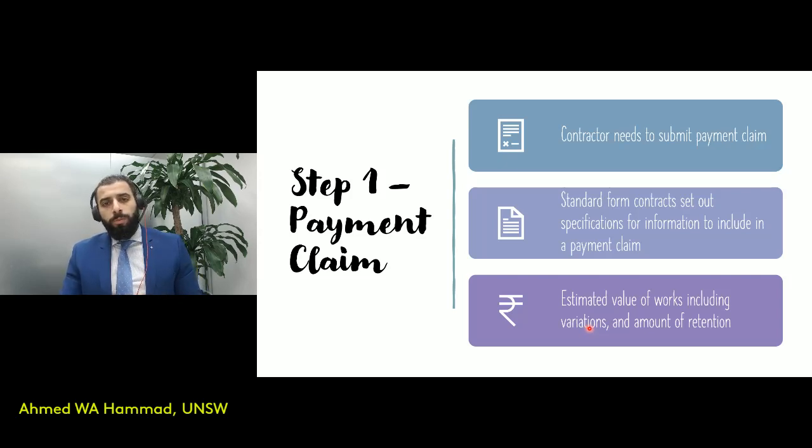Examples of information that has to be included are shown on the screen in front of you. So, the estimated value of works, including variations. The builder has to get an accurate estimate of the works that they completed and for which they're requesting a payment to be made. And also specify the amount of retention as agreed upon in the contract. Remember, the retention is the amount that the principal would keep until the end of the project to make sure that, in case the contractor does not fix any of the defects, the principal still has money, the retention amount, to spend on solving these defects.